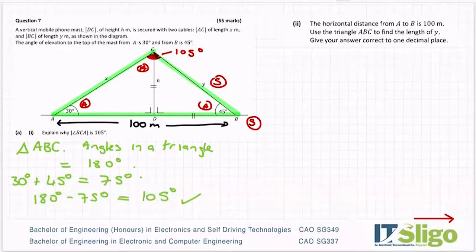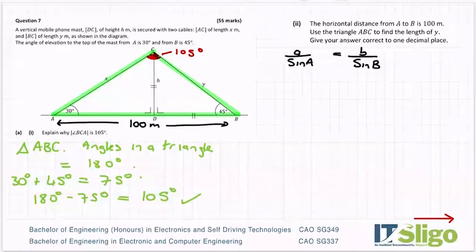Okay, so therefore I'm down to the sine rule. Sine rule then, I'm just going to write it down here. A over sine A is equal to B over sine B. Okay, so let me show you how to use that. I'm going to clear off the green out of the triangle if that's okay, so I can use other colors. I have to find the side y, okay?